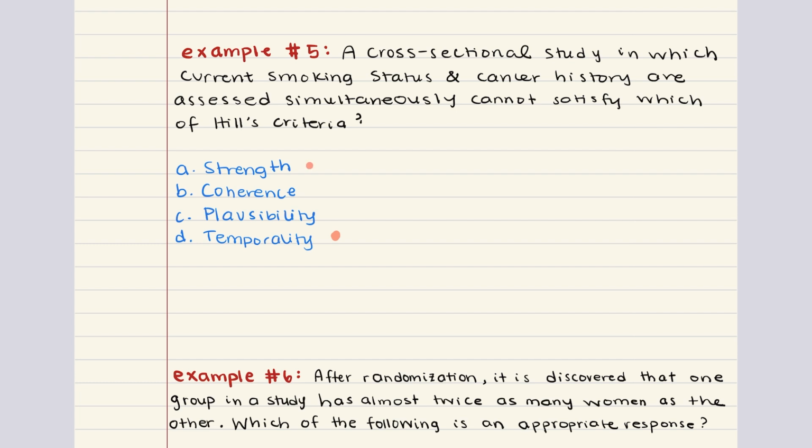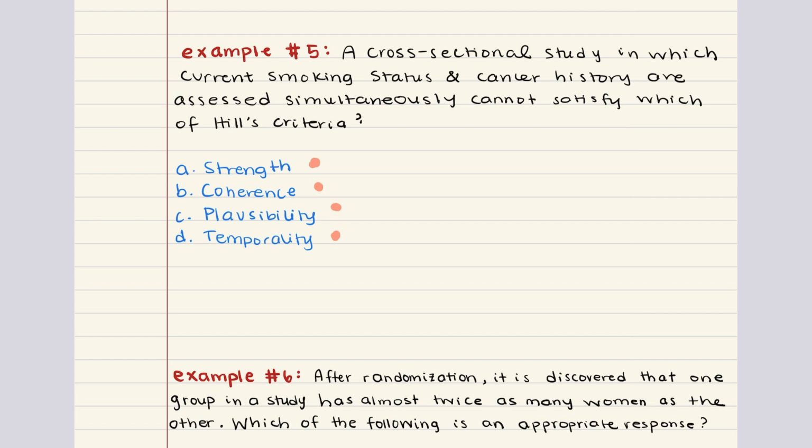Another one is strength. A stronger association between variables makes causation more likely. Coherence says that the relationship should be consistent with existing biological and scientific knowledge. And the plausibility criteria says there must be a reasonable biological mechanism explaining the relationship between the variables.